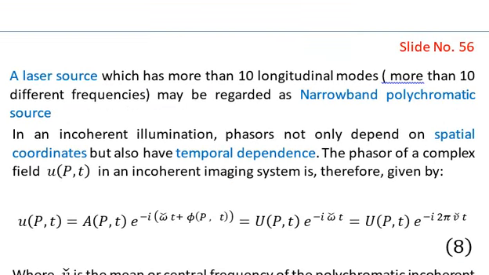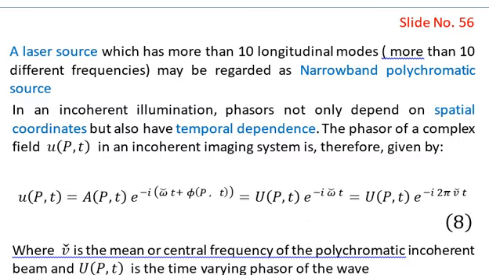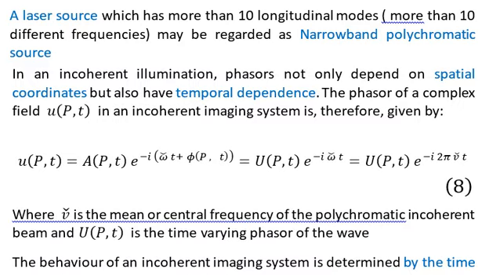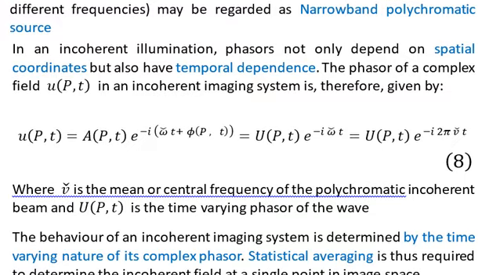A laser source which has more than 10 longitudinal modes, that is, more than 10 different frequencies, may be regarded as a narrowband polychromatic source. In an incoherent illumination, phasors not only depend on spatial coordinates but also have temporal dependence. The phasor of a complex field, which we denote as small u as a function of position and time in an incoherent imaging system, is therefore given by equation number 8.